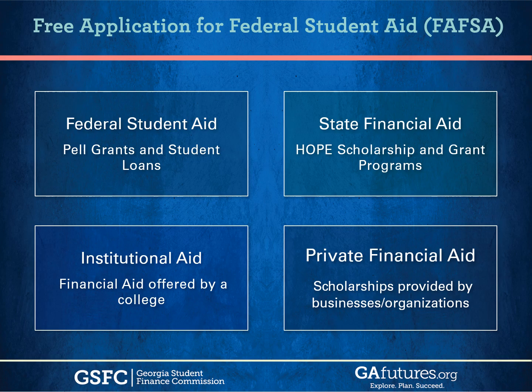The 2024-2025 FAFSA became available on December 31st, 2023. The FAFSA can be used to determine eligibility for federal student aid, which includes Pell Grants and student loans, state financial aid, such as the HOPE programs, institutional financial aid, which is financial aid offered by a college, and private financial aid, which are scholarships and grants provided by businesses or other organizations.